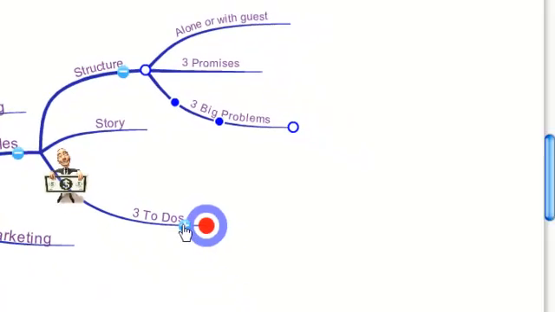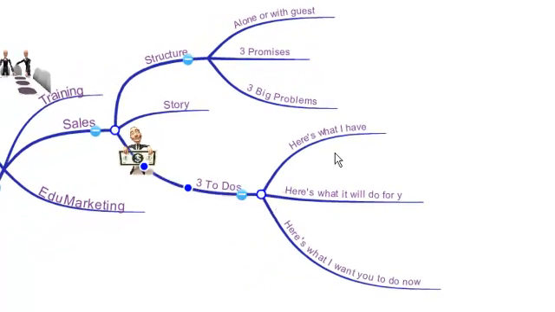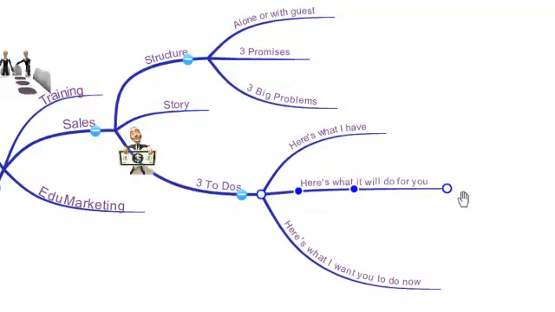And then, three to-dos. You tell people what you want. Say, here's what I have. Here's the product. Here's what it will do for you. And here's what I want you to do now. Send them to the page. Send them to the button where they can buy it. Send them to the link where they can get more information. So, those are the three most important elements in getting to a close.